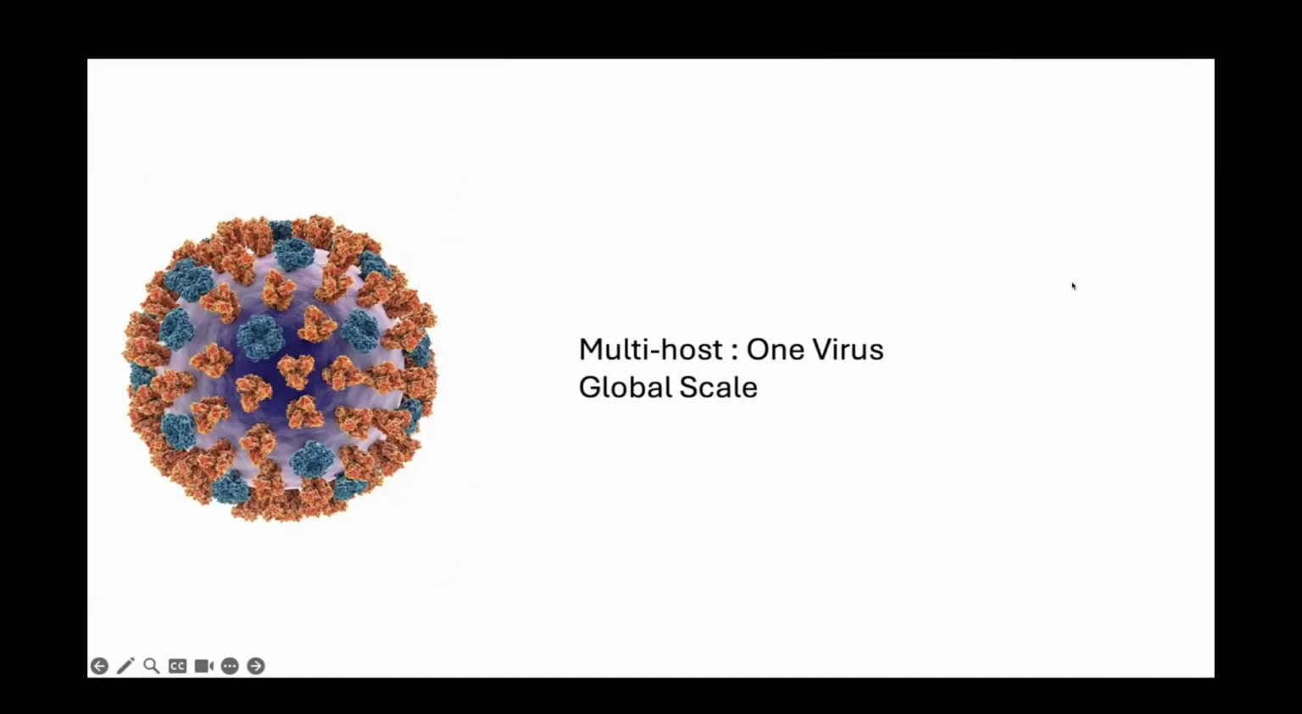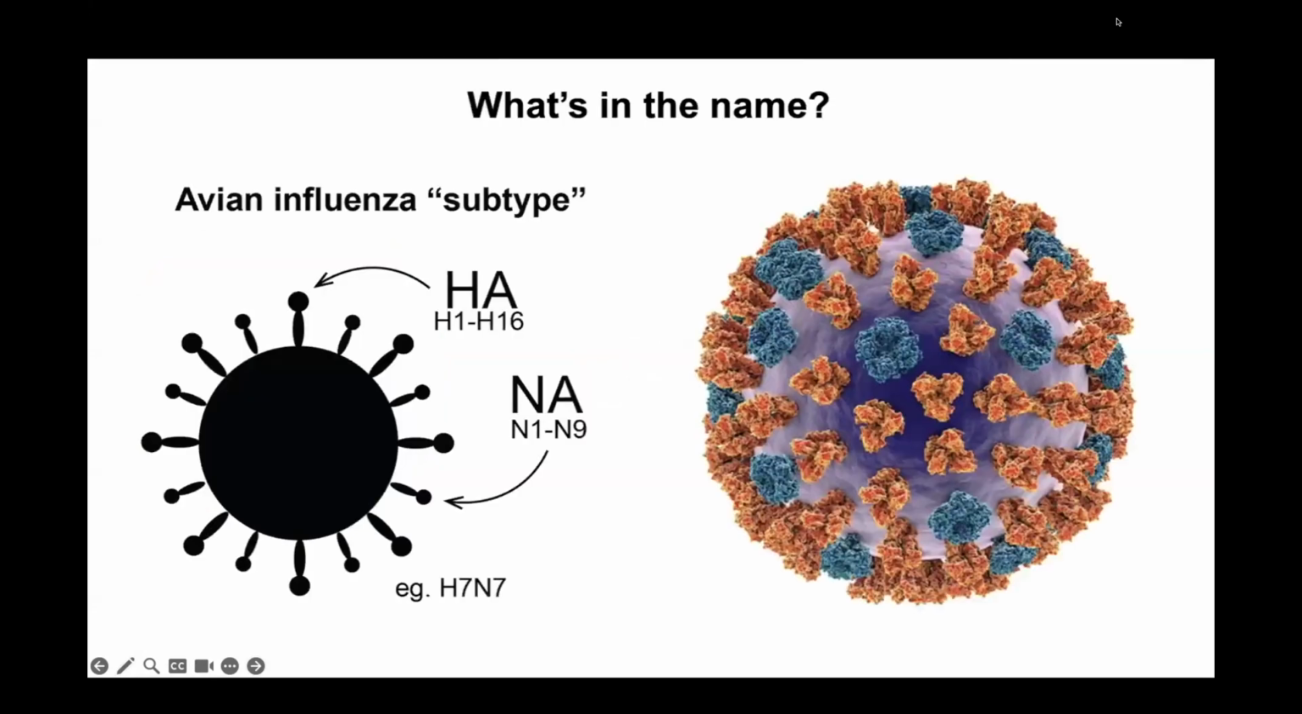I really like this framework and I got a bit overexcited, so I think I crammed more into this presentation than I normally would. So hopefully it's interesting and not too long. So I really wanted to start at the scale of multi-host one virus systems and looking at the global scale, okay? So before we do that, I just want to briefly introduce avian influenza and what it is for those who are perhaps not familiar.